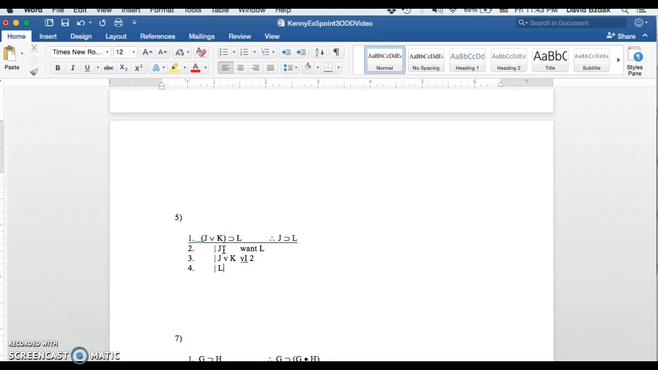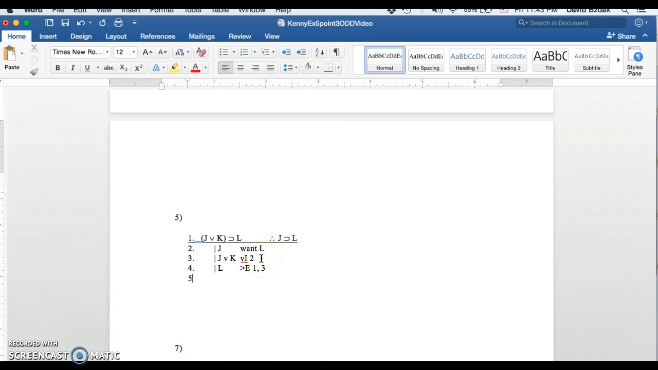Now that I have it, I can get L by conditional elimination 1, 3. So line 1 is the conditional. That's right, I write 1 here. Line 3 is the antecedent of that conditional. So I write 3. This is the rule I applied. These are the premises I applied it to. And my output, or the thing I get, is the consequent. And again, that's what I wanted.